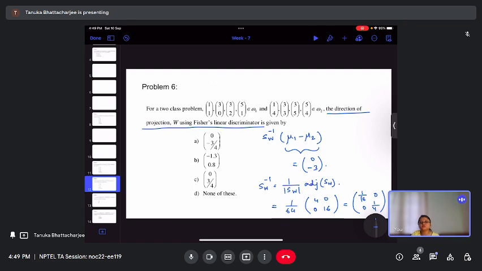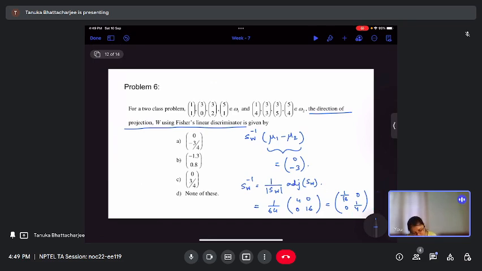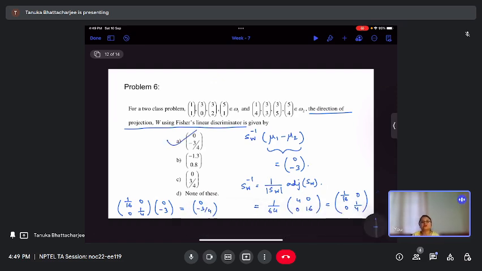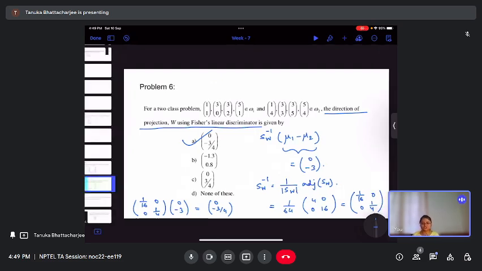One by 16, 0, 0, 1 by 4. Now you have to take the product. So your final direction will be 1 by 16, 0, 0, 1 by 4 into 0 minus 3. This will become 0 minus 3 by 4. So here also option A is the correct answer. 0 minus 3 by 4 is the direction found according to Fisher's linear discriminator. This is the direction according to Fisher's linear discriminator.